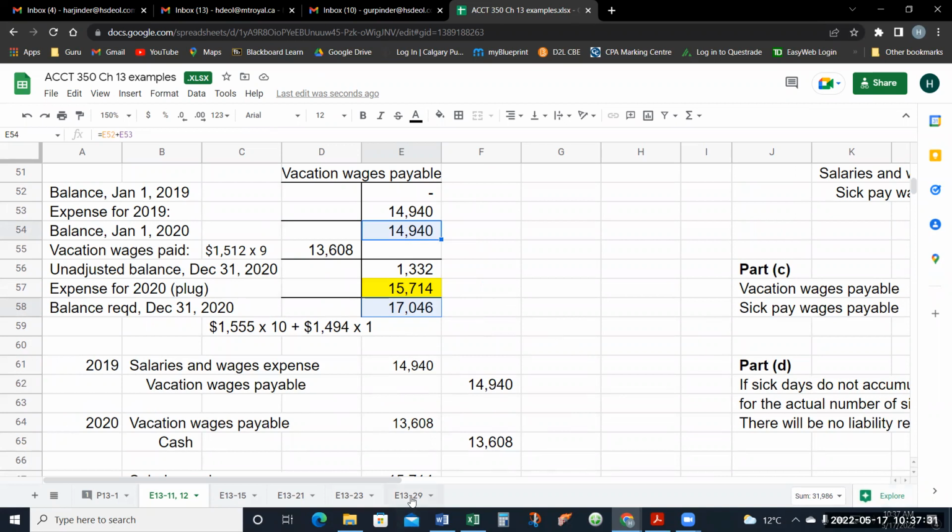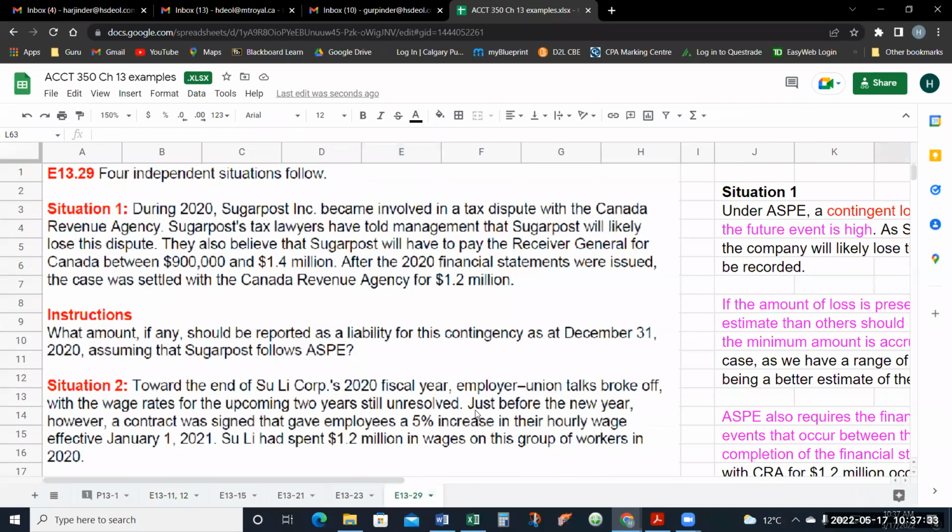All right, the last example. And what we're going to be looking at here is contingent liability. So if you have contingencies, what do we do? And how do we treat contingencies under ASPE as opposed to IFRS? So 1329, there are 4 independent situations.